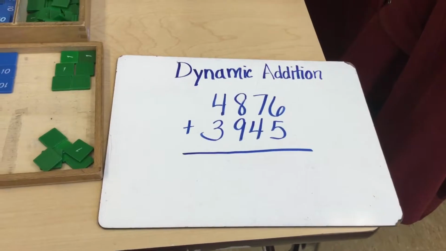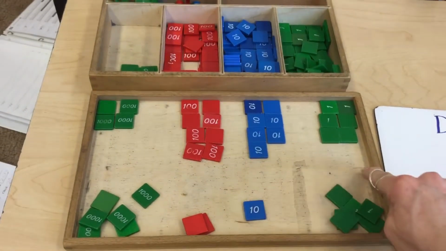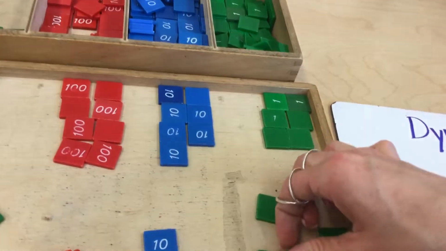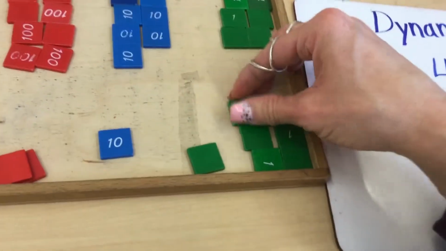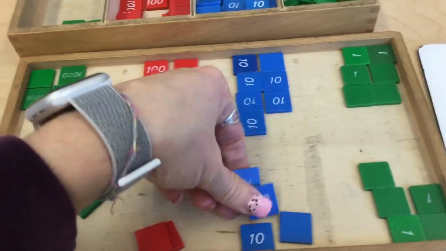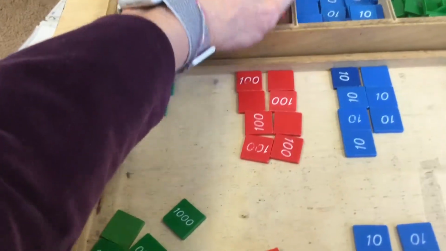So I have built 4,876. Now I need to build my bottom number. I need a 5 in the ones. 3, 4, 5. I'll get rid of my extra, putting it back in the stamp game. I need 4 in my tens. I need 9 in my hundreds.